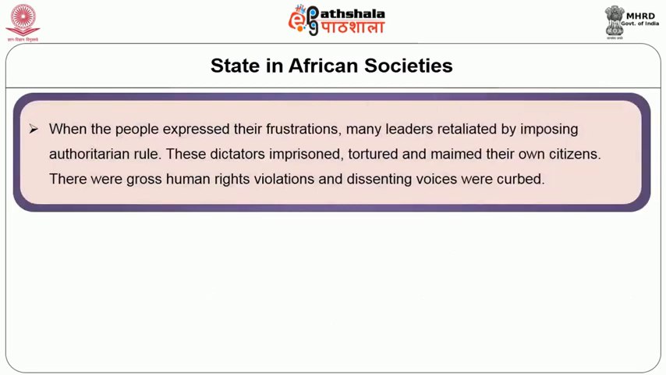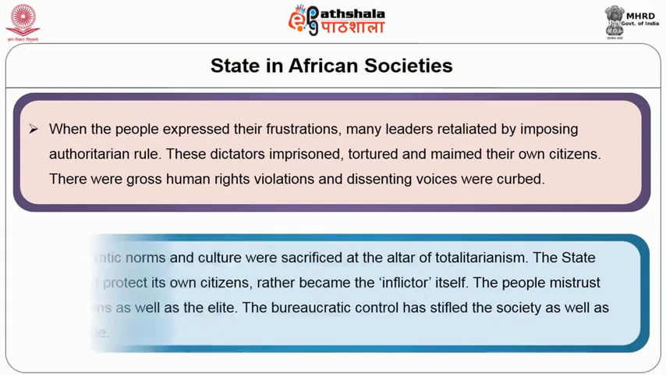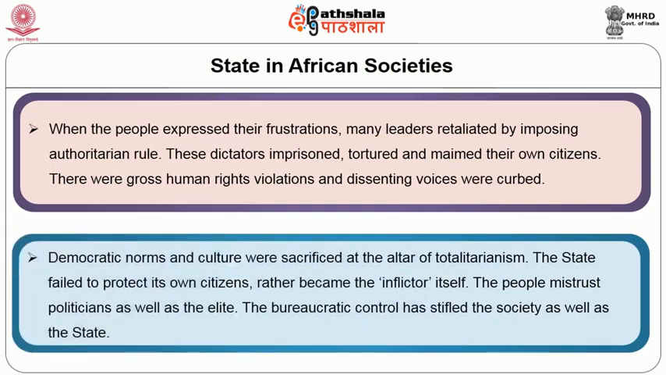When the people expressed their frustration, many leaders retaliated by imposing authoritarian rule. These dictators imprisoned, tortured, and maimed their own citizens. There were gross human rights violations and dissenting voices were curbed. Democratic norms and cultures were sacrificed at the altar of totalitarianism. The state failed to protect its own citizens, rather it became the inflictor itself.